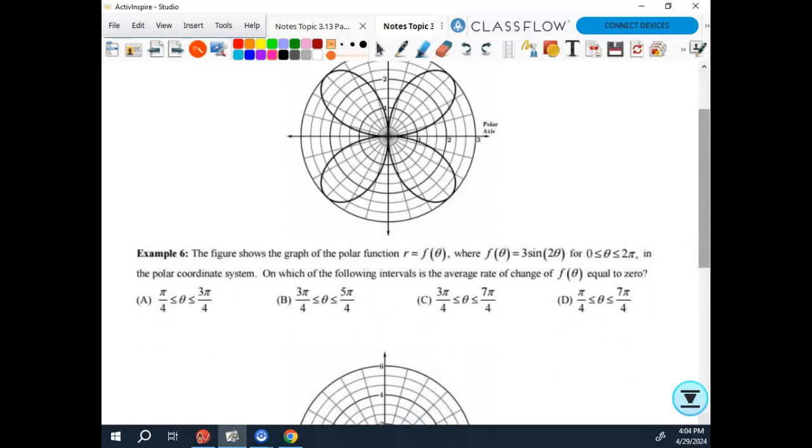Average rate of change. The figure shows the graph of the polar function, blah, blah, blah. There's our graph. On which of the following intervals is the average rate of change 0? Well, the average rate of change is going to be 0 when the numerator is 0. So if I'm going to do f of b minus f of a over b minus a, and I want the numerator to be 0, that means I need f of b to equal f of a. So let me look at this.